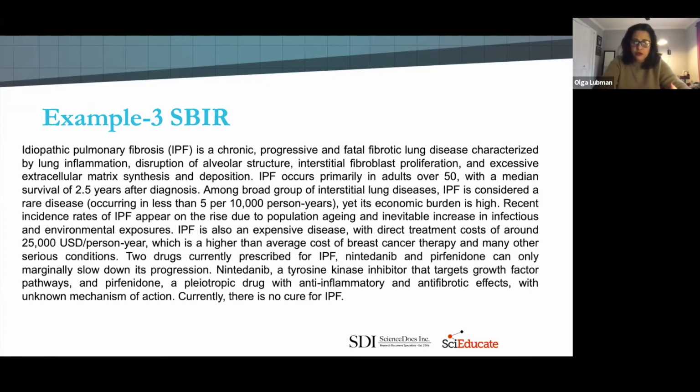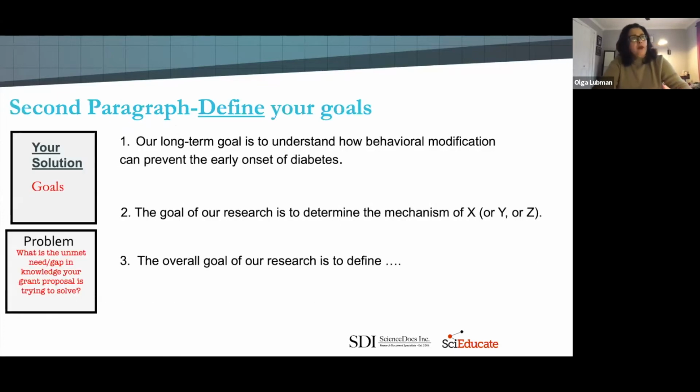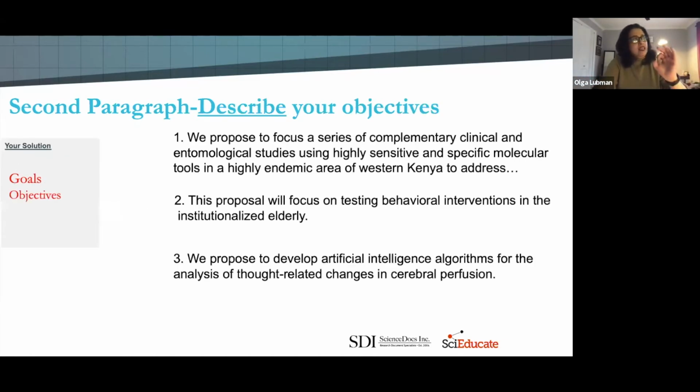Second paragraph of your specific aims: define your goal. Here's an example. Our long-term goal is to understand how behavioral modification can prevent the early onset of diabetes. So, very broad and a single sentence. Or: the goal of our research is to determine the mechanism of X, Y, and Z. Or: the overarching goal of our research is to define something. So define your goals and objectives, then describe them.